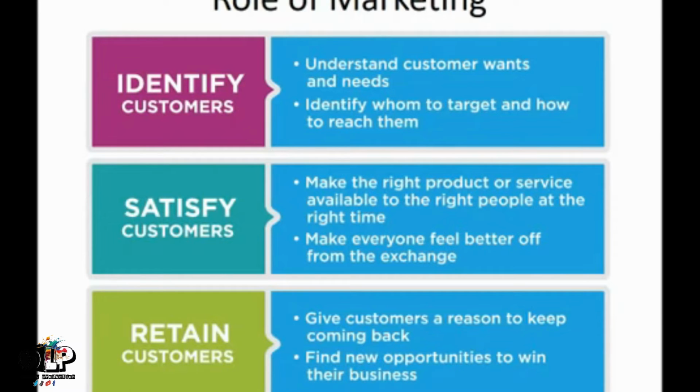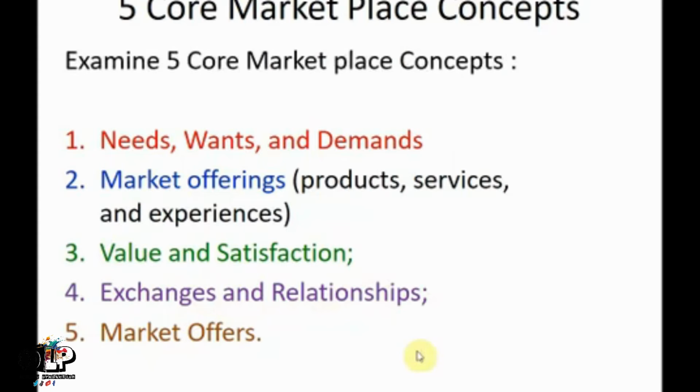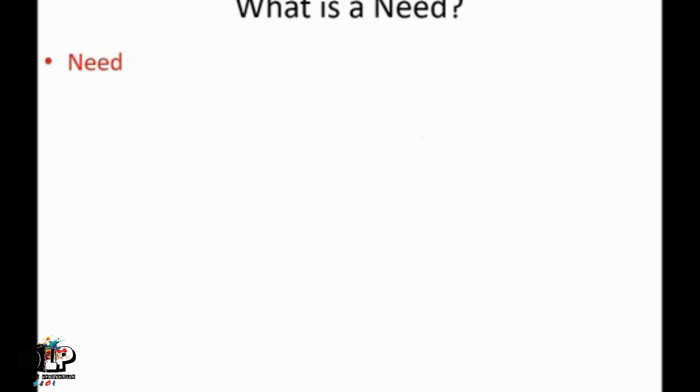Okay, so these are the few roles of marketing. Now, the five core marketplace concepts are basically these: want, need, demand, market offering, which can be anything regarding products, services, and experiences. Then we have values and satisfaction, and then exchange and relationship, and fifth is market offers. Okay, now let's start with the first: want, need, and demand.